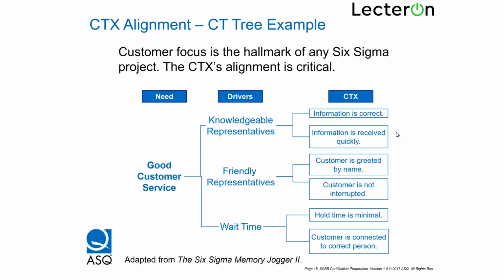CTX alignment, or CT3 example. Customer focus is the hallmark of any Six Sigma project, so the CTX alignment is critical. As you see, good customer service is the need. The drivers: knowledgeable representatives, friendly representatives, and wait time. So you start adding the CTX. Knowledgeable representatives: information is correct, information is received quickly. Friendly representatives: customer is greeted by name, customer is not interrupted. Wait time: hold time is minimal and customer is connected to the correct person.